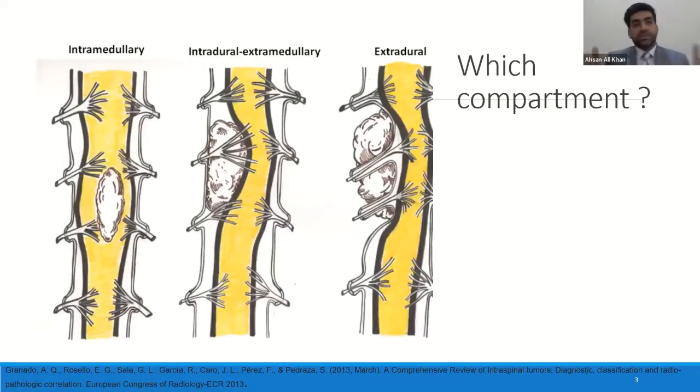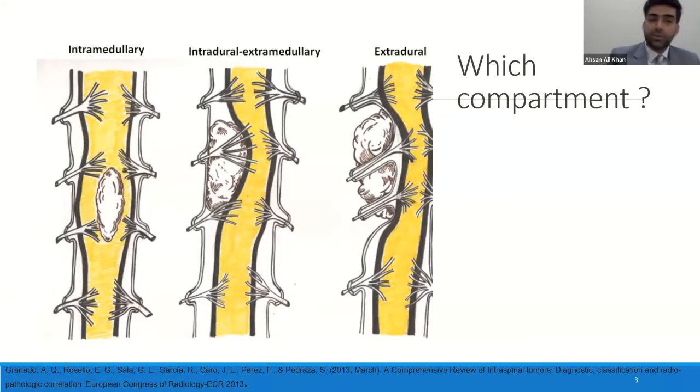So this is the slide that I want all of you to see and remember, and you can go back and Google it. You will see a lot of tumors in your practice, in your residencies, in your student life, whatever. But one of the very important and very first questions that you should ask when you're looking at a scan is which compartment it is. Is it intramedullary, extramedullary, or extradural? And how do we get an answer to this question, which compartment?